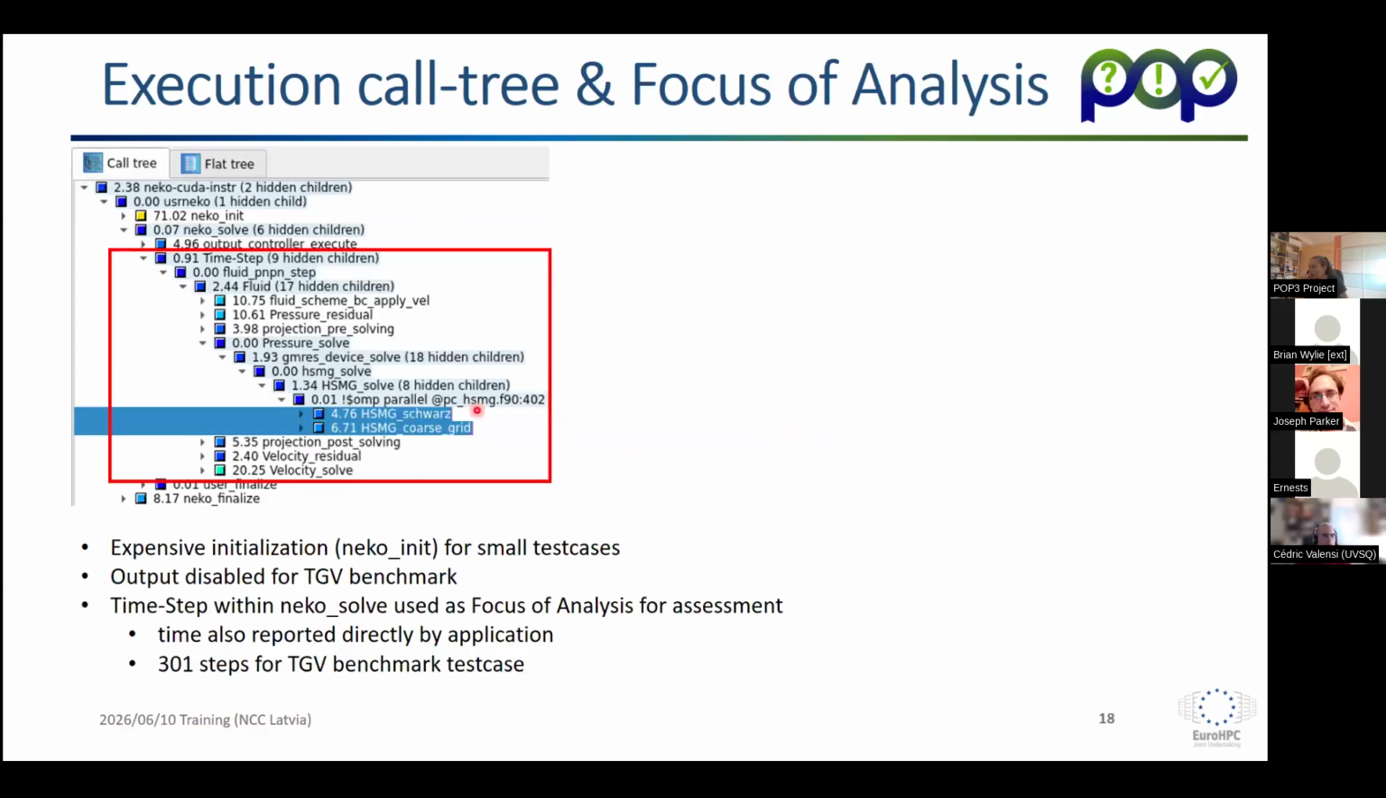The focus of analysis, as I said, we were using is this time step loop, but we can expand that to different levels, and then we'll see by expanding the tree selectively where inside that time step loop time is spent. Here we're taking it down through the pressure solve into HSMG solve, and then inside the HSMG solve is where we're seeing there's a parallel region where it's executing 2 computations in parallel, one which is a Schwarz computation, the other which is a coarse grid computation.